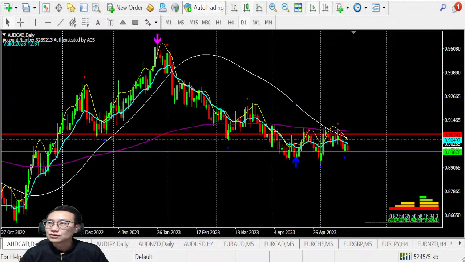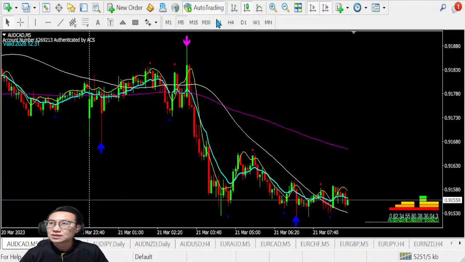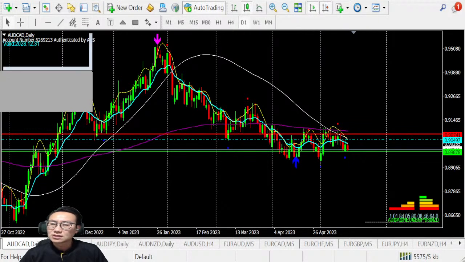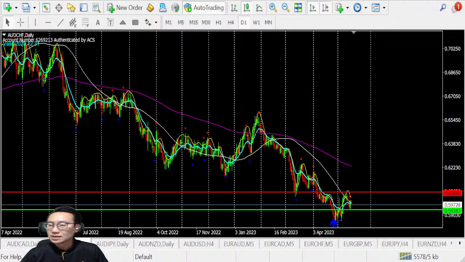For Aussie CAD over here, probably we want to hang on, because we are very near to the support. If we want to sell Aussie CAD, probably we need to wait for a while. We need to wait for Aussie CAD to actually break the support before we can continue the selling. So I'm going to skip this first, since we're on the support, not very good yet.